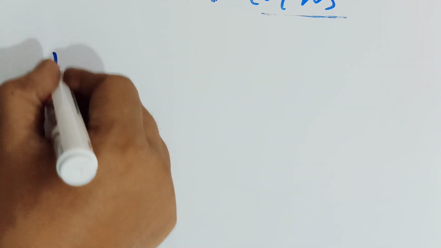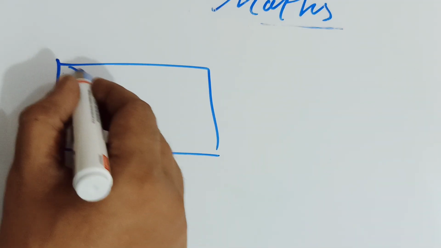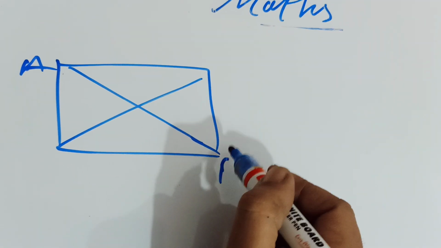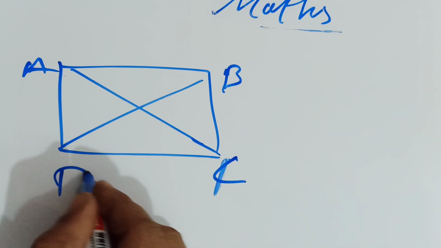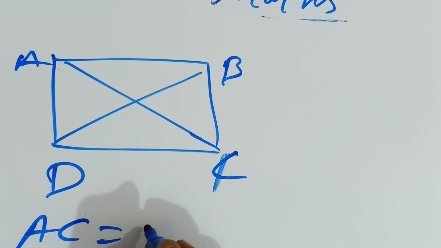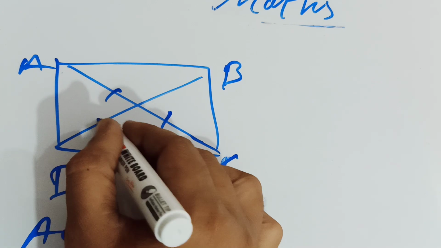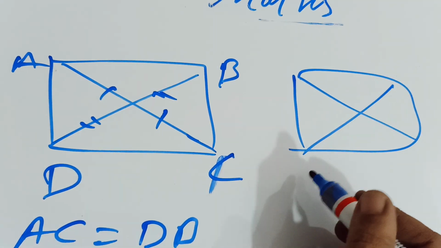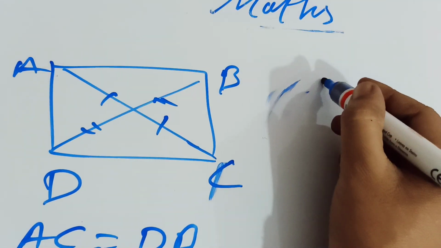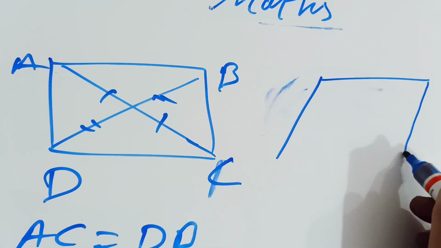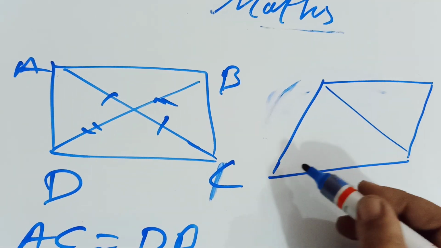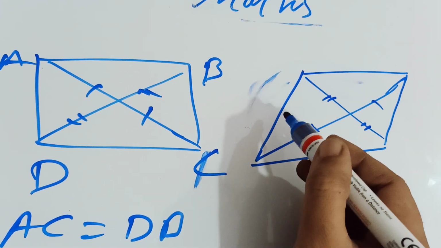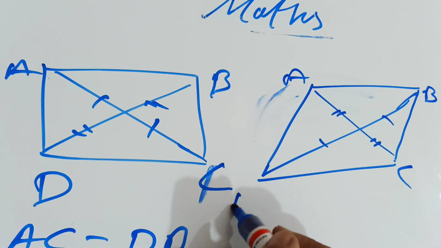Rectangle is having some properties. Here diagonals bisect each other and diagonals are equal. Here diagonals are equal. AC is equal to DB and even they bisect each other. Square also has diagonals equal and bisect each other. Rhombus: diagonals are not equal even though they bisect each other. This part is equal to this, equal to this. This is our rhombus.